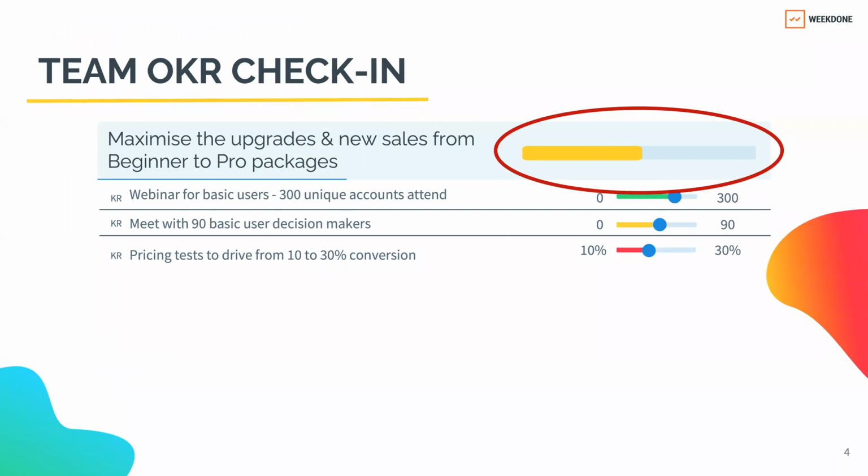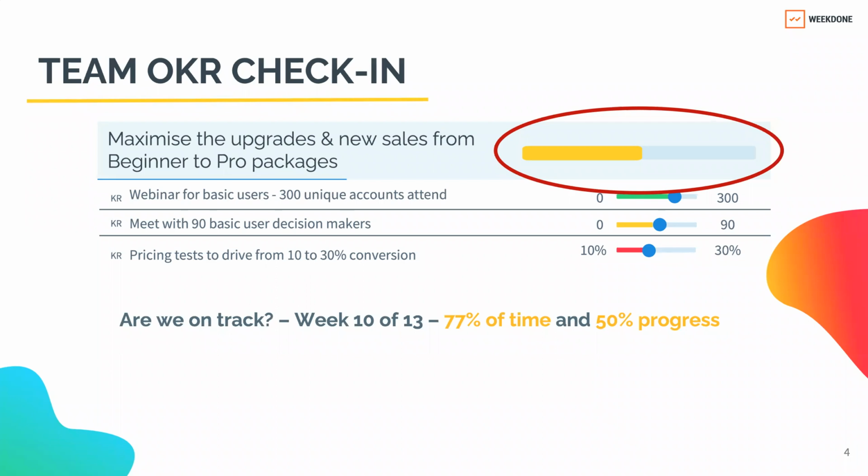I'm going to start with a team check-in, and really one of the first areas you're looking at when you're checking in with the OKRs as a team is, are we on or off progress? And what I mean by that is, typically we have around 13 weeks in a quarter. If we're at week 10, i.e. 77% of the time and 50% of progress, we'll often say, well, we're off track. There are different ways you could measure it.